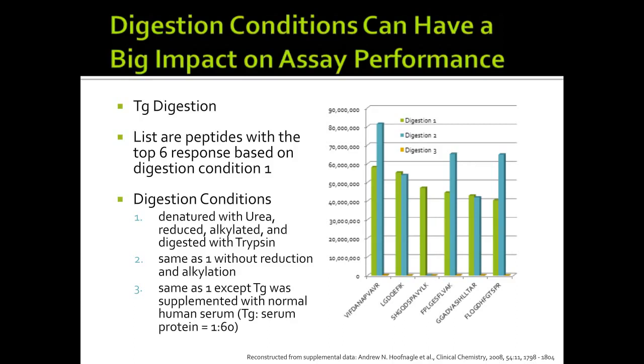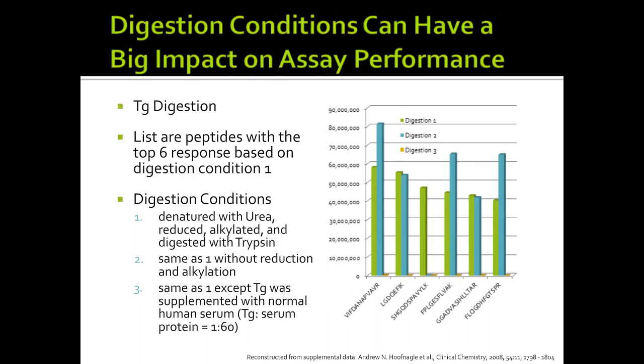But what's important here is to see the diversity and variability of the signal from different peptides based on different digestions. For instance, let's see, the first one. Based on digestion condition number 1, it has a pretty high signal. It's also high in digestion condition 2. However, for the same peptide, when you look down here, it has a very low signal. Generally speaking, digestion condition number 3 provided a lower signal. That's not what we want.